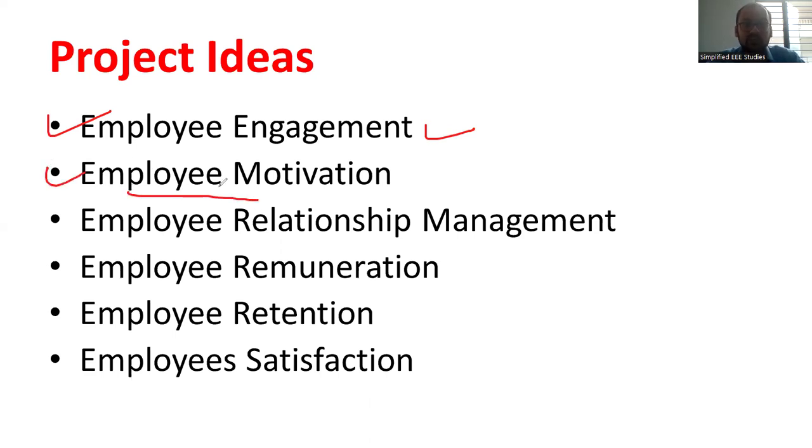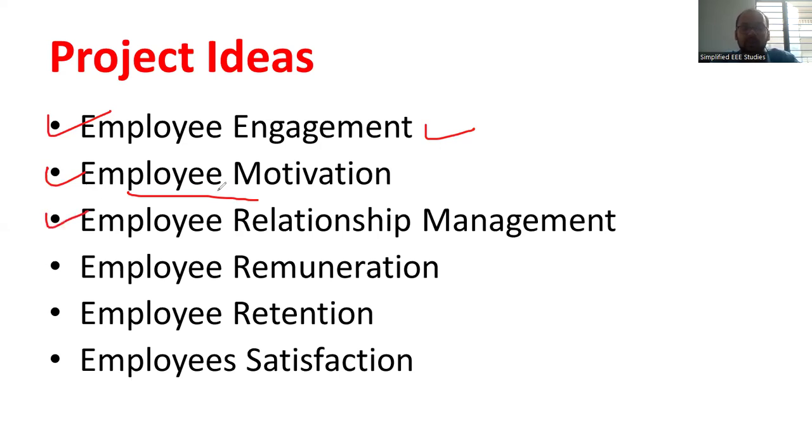Employee motivation. What are the factors which are affecting motivation? You can refer to Maslow's hierarchy. You might have studied it. Based upon that, you can refer to so many papers and make a conclusion. Employee motivation, you can even go ahead with this topic for a seminar.